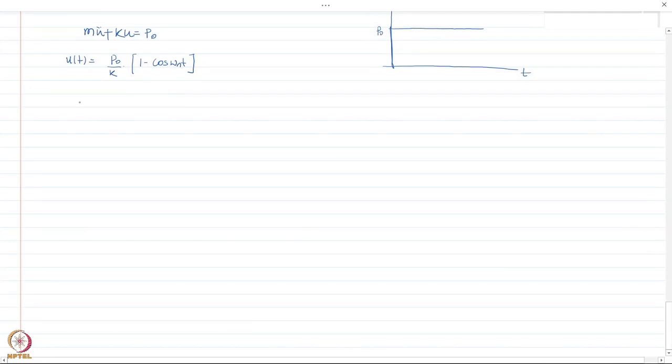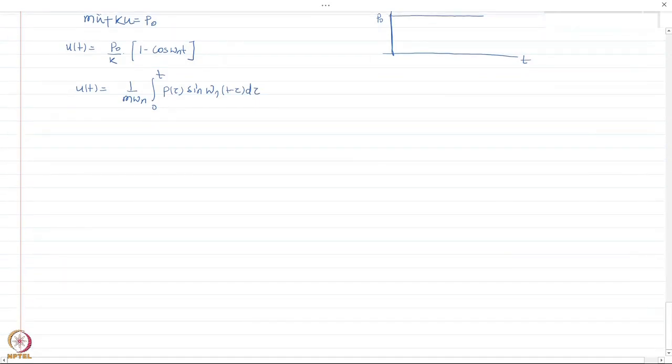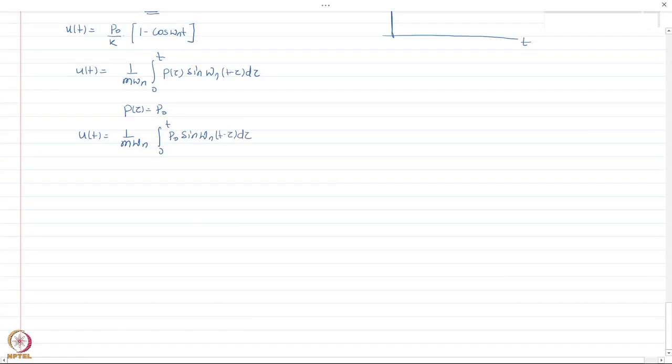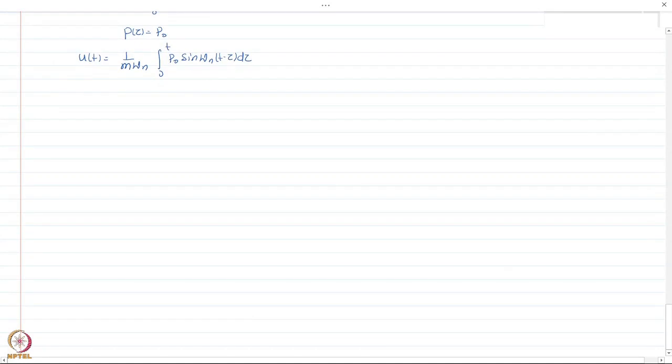Remember, for an undamped system, the Duhamel integral says the response is the integral from 0 to t of p tau sine omega n (t minus tau) d tau. Now, the force is actually constant, so it doesn't matter what time you consider, p tau would always be equal to p naught. If you substitute it here, this is p naught sine omega n (t minus tau). Remember, we are integrating with respect to the integration variable tau.